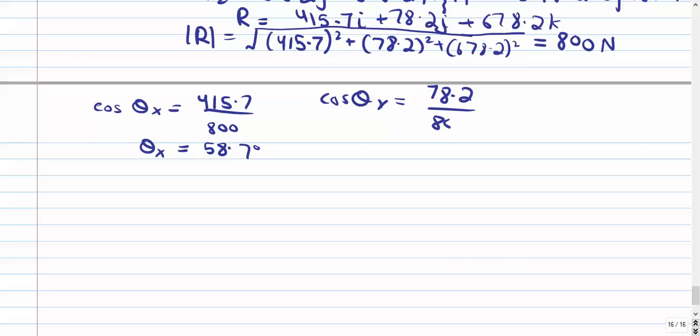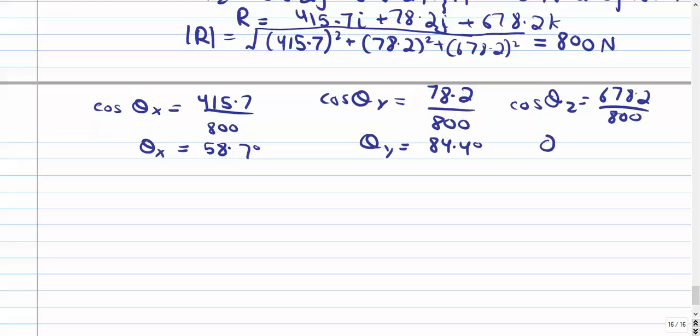Moving on to theta y, we take 78.2 divided by the magnitude of the resultant force. The value for theta y is equal to 84.5 degrees. Lastly, for theta z, we get 32 degrees.